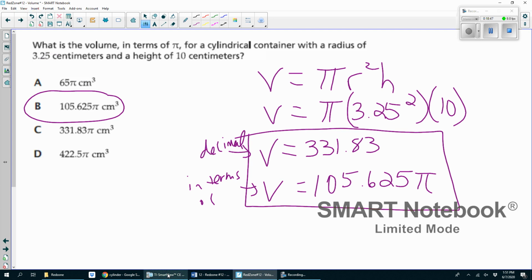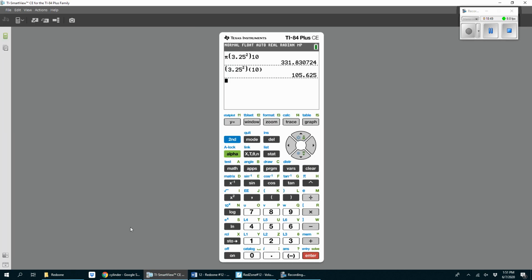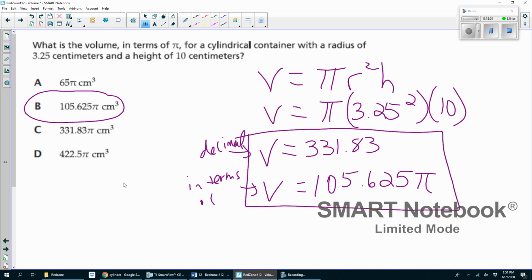Also, if you pick up your calculator, which I'm about to do and show you, and I do 105.625 times pi, and I hit enter, look at that. It comes out to 331.83, which is what we got earlier. So that's the correct answer, not choice C, which most of you are going to pick because you go too quickly. Take an extra 30 seconds, slow down, make sure your answer is in the correct format.